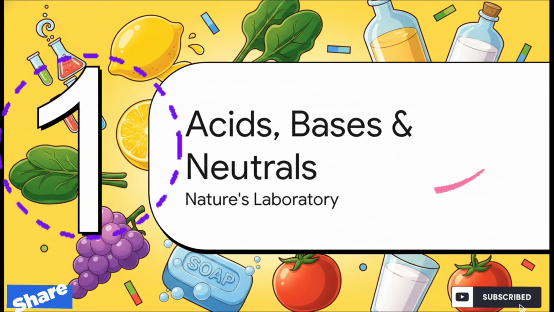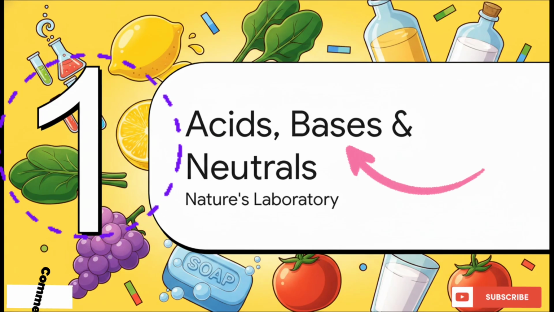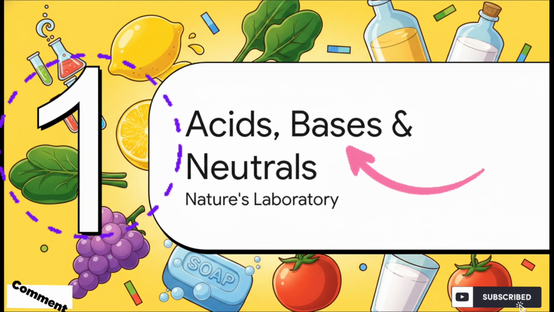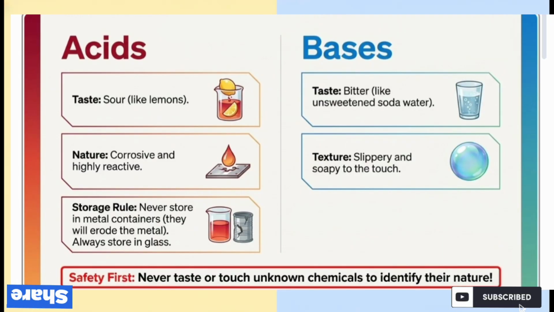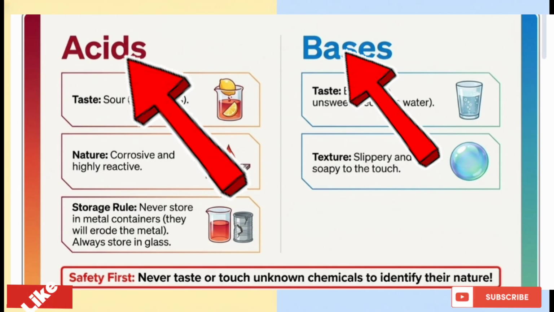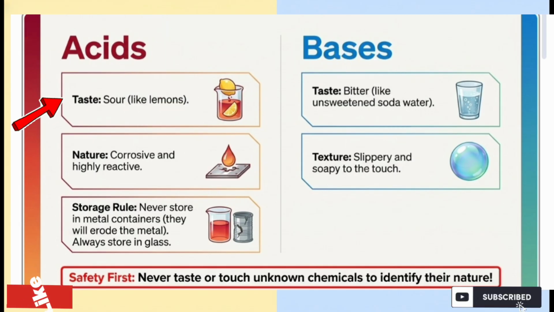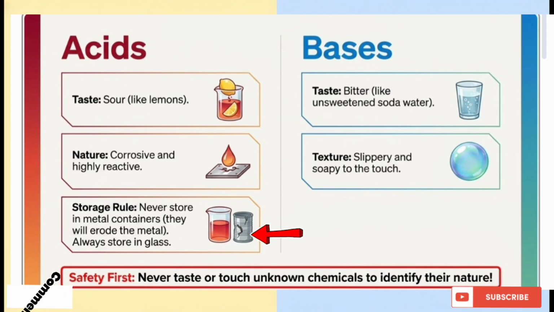You know, nature really is our ultimate science lab, and it's filled with substances that fall neatly into these categories. There is a really stark contrast between these two. First up, we have acids. They are famous for their sour taste. Think of biting into a super tart lemon. But they're also highly corrosive. That's actually why we have to store strong acids in glass containers and not metal. If you put them in metal, they'll literally eat right through it.